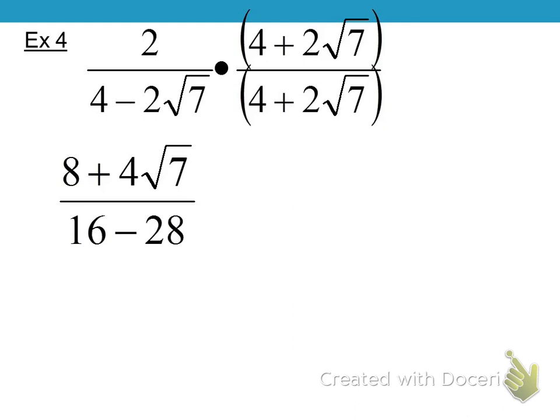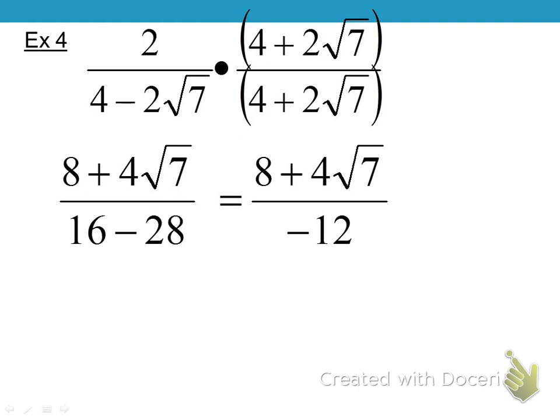All right. What can I do next? Simplify the denominator. Yes, I can combine like terms in my denominator, which would give me negative 12. Now, check out each term and see if we can do a little simplifying. So the 8 and the 4 and the 12.